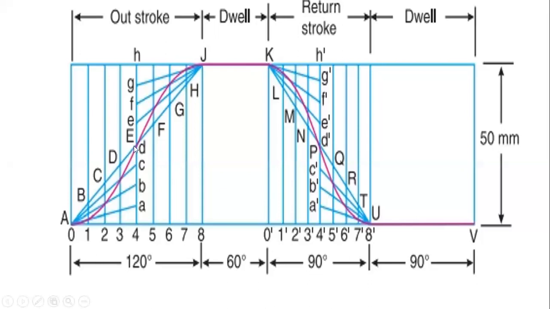So this is the outstroke position. We have divided the vertical line also into 8 equal parts. Then, by intersecting the vertical lines with the divided points, A, B, C, D is the lower division of divided points, which is connected to the 0 position, and E, F, G, H is the upper position, which is connected to J.